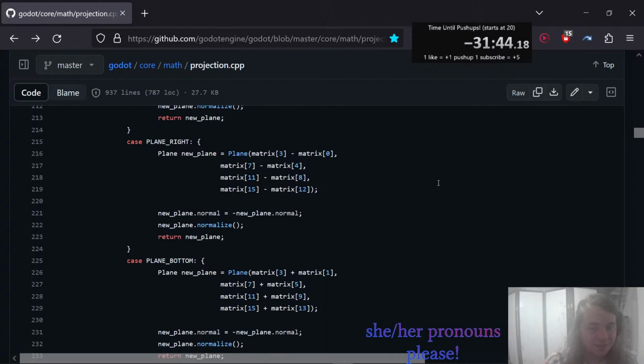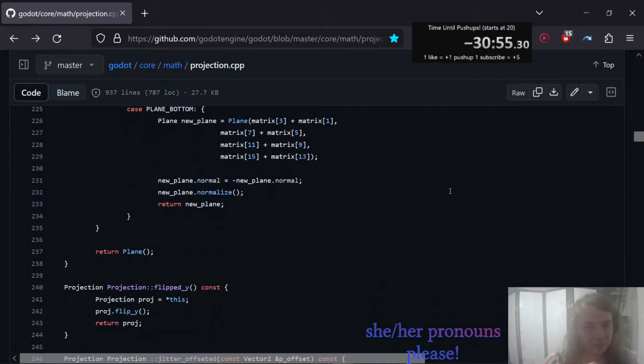Case plane right colon left curly. Plane new plane equals plane matrix of 3 minus matrix of 0, comma, matrix of 7 minus matrix of 4, comma, matrix of 11 minus matrix of 8, comma, matrix of 15 minus matrix of 12. I didn't pronounce the opening, so I don't pronounce the closing. Semicolon. New plane dot normal equals minus new plane dot normal, semicolon. I think I do want to pronounce the semicolon, those are important. New plane dot normalize, semicolon. Return new plane, semicolon. Right curly.